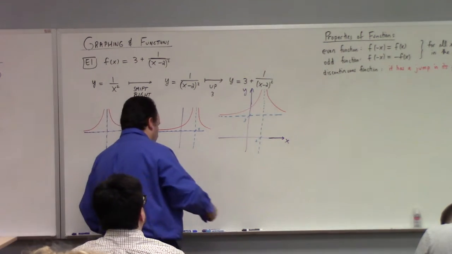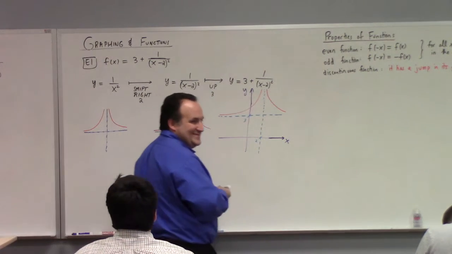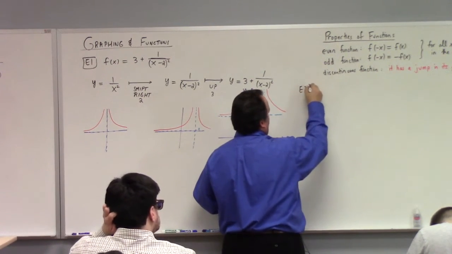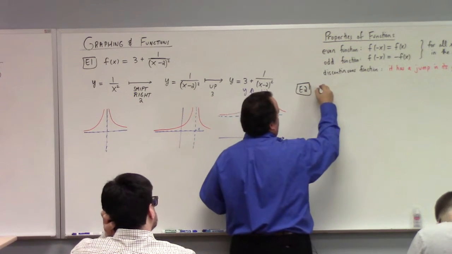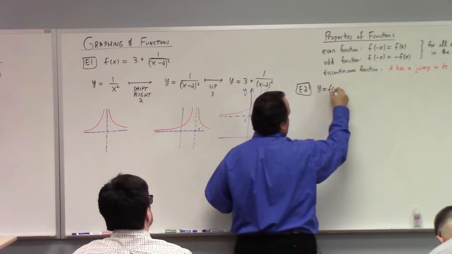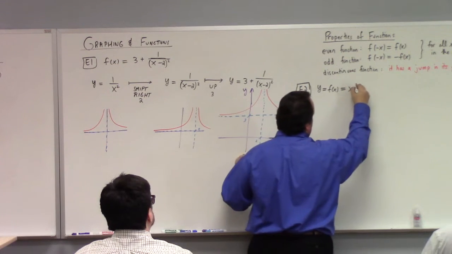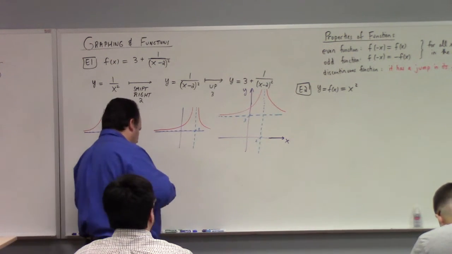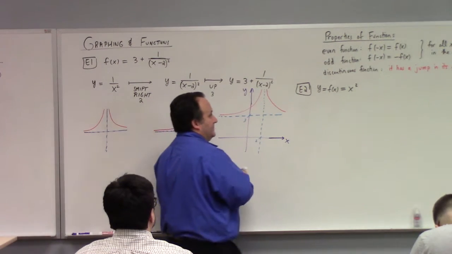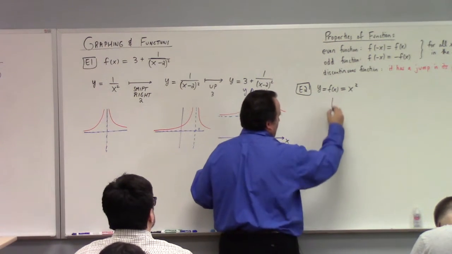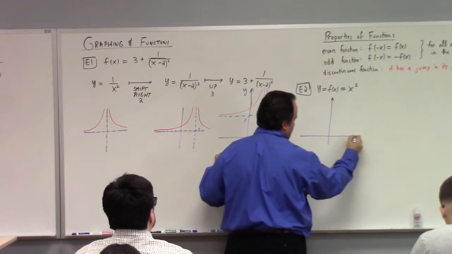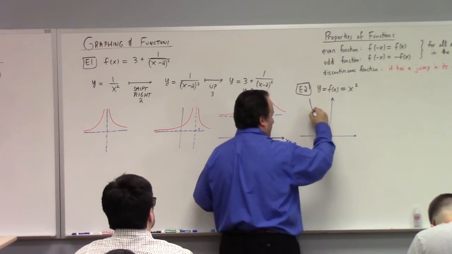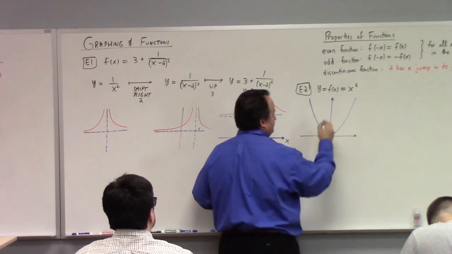Example 1. Well, I already did example 1. Example 2. We could look at y equals f of x, and this time we'll define f of x to be x squared. All right, so x squared, this is one of our standard examples. We know it. We love it. This is our happy place. So the graph of y equals x squared, it looks like that, right?